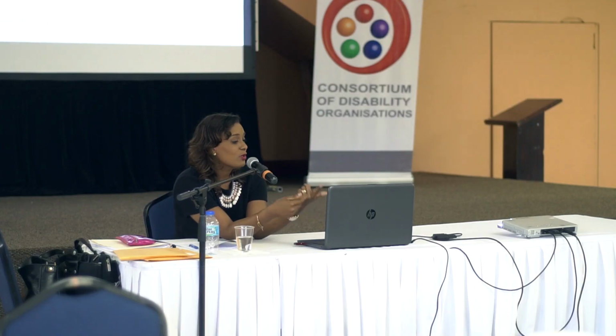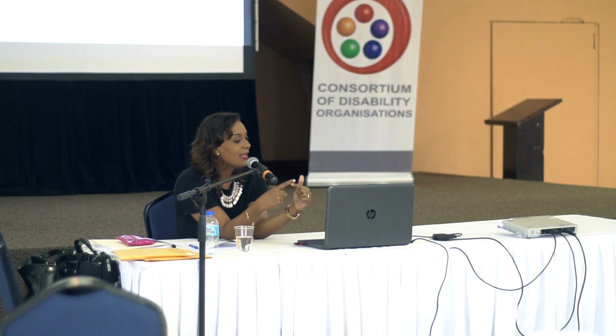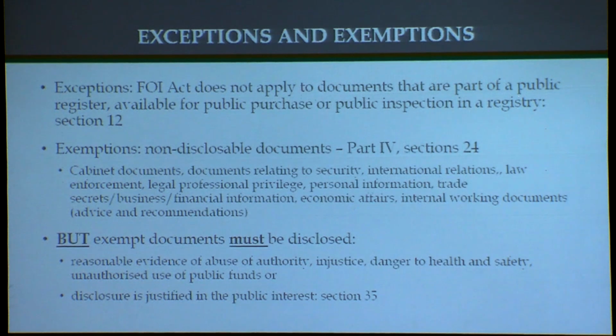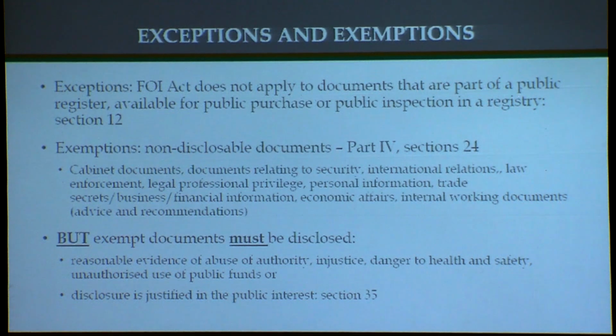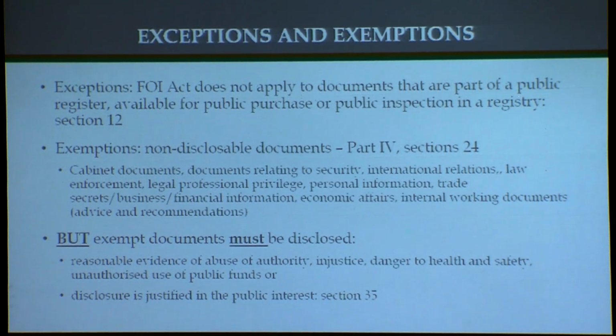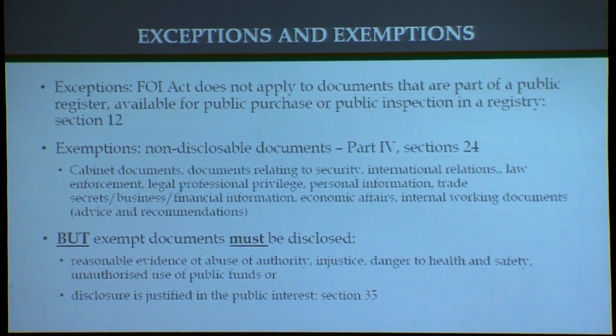The important thing, though, is that even with those non-disclosable documents, you still have to do a balancing test. And if your request fits into one of those exceptions that is mentioned in section 35, the public authority has to give you access, even though the act says that the document doesn't have to be disclosed. So one of the things which I think is very interesting is that if your FOI request is to get information, and if you look through the request, you're seeing that there is evidence of unauthorized use of public funds, i.e. corruption, the information that you are requesting has to be disclosed to you, even if it is a non-disclosable document. Does everybody follow that?